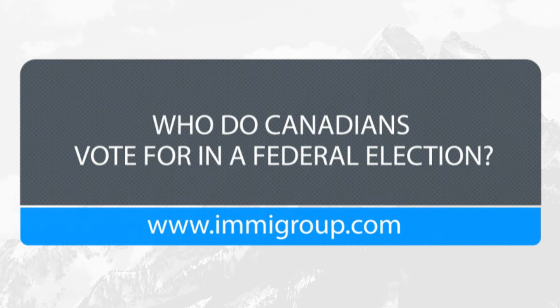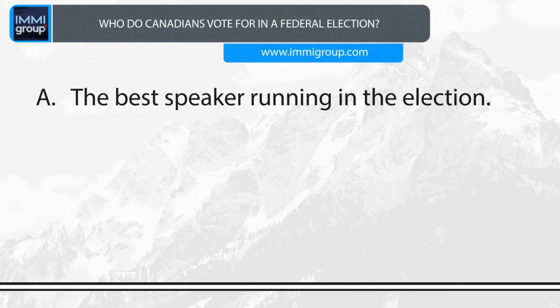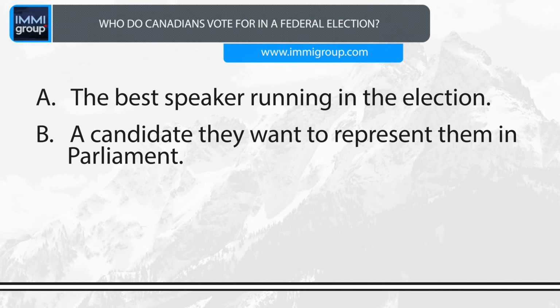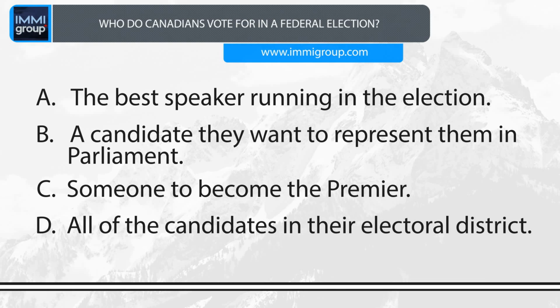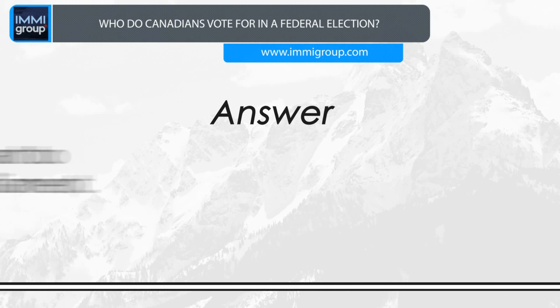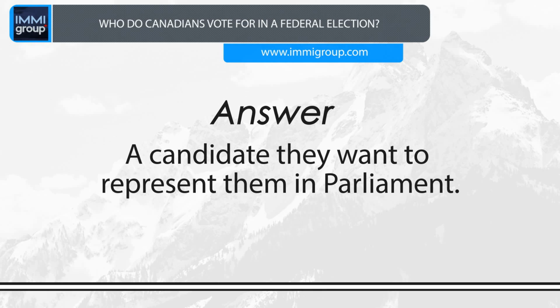Who do Canadians vote for in a federal election? A. The best speaker running in the election. B. A candidate they want to represent them in Parliament. C. Someone to become the Premier. D. All of the candidates in their electoral district. Answer: A candidate they want to represent them in Parliament.